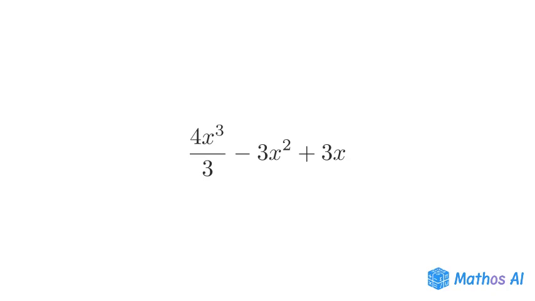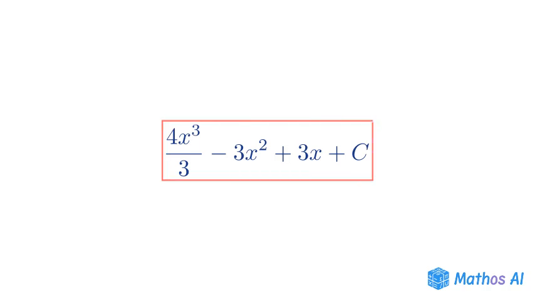Now we bring all these integrated parts back together. We combine our results, 4/3 x cubed minus 3x squared plus 3x. But there's one crucial piece missing. When we integrate, we're finding a family of functions, each differing by a constant. That's why we always add the constant of integration, c.